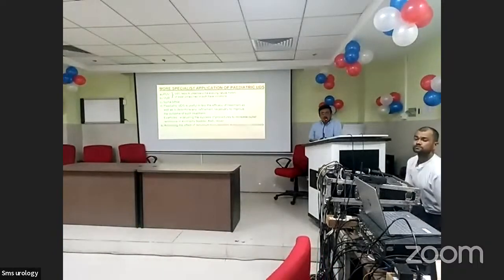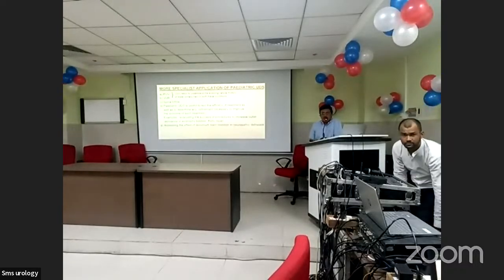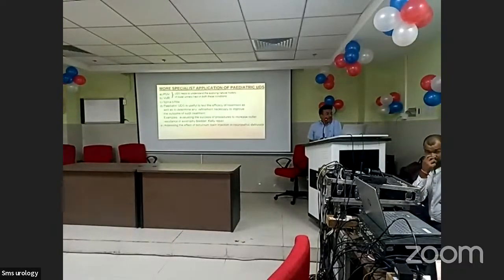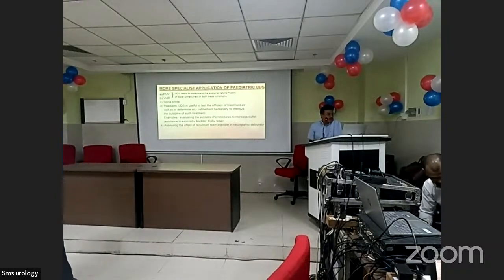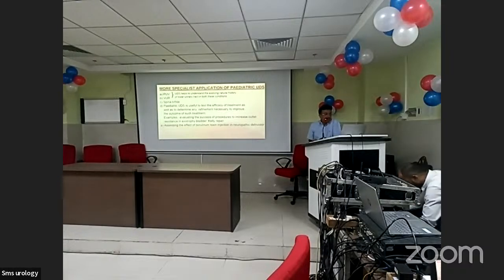Now there are more specialist applications of UDS in children. Two most important are posterior urethral valves and VUR. In both these conditions, UDS helps to understand the evolving natural history of the lower urinary tract. The third is spina bifida. Fourth, pediatric UDS is useful to test the efficacy of treatment as well as to determine any refinement necessary to improve the outcome of such treatment.